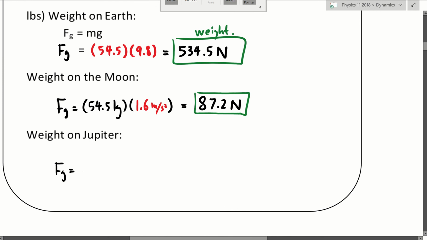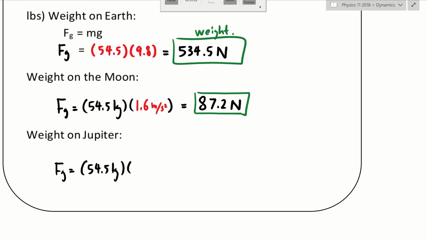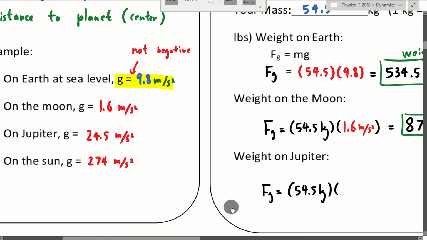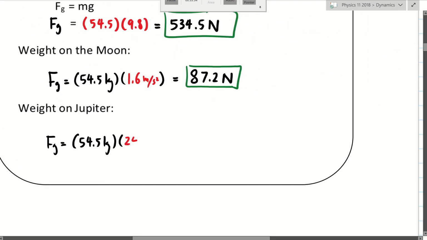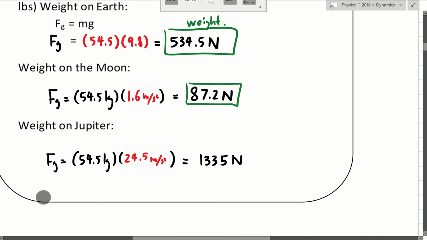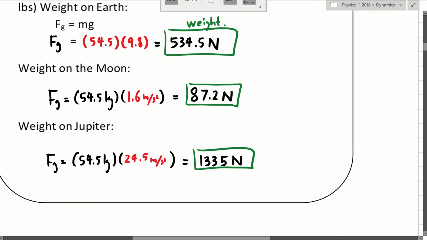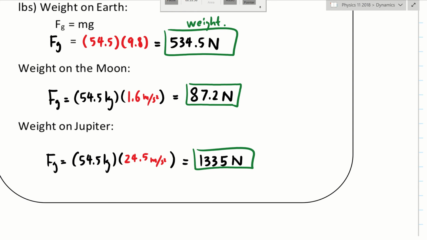What can you do on Jupiter? On Jupiter, your mass is exactly the same as anywhere else in the universe, but Jupiter's gravity is really, really strong. 24.5 meters per second squared is more than double that on the Earth. So on Jupiter, you weigh 1,335 Newtons. Now that means on Jupiter, you will find it extremely difficult to even walk, right? It's like you're wearing a jacket that is filled with sand, and then you try to walk with that. It's super, super heavy.